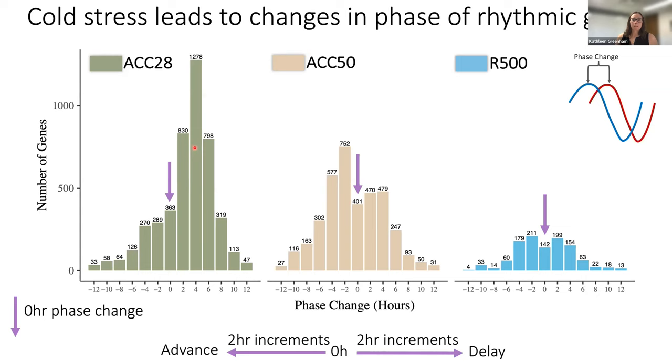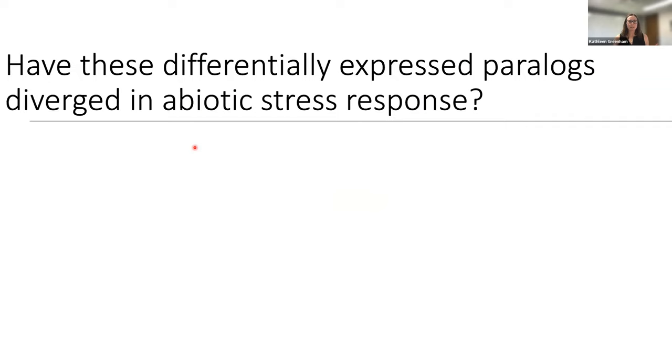But in the last few minutes, I want to get back to the question about those paralogs. So remember, in the circadian data set, we saw about 40% of the genes in multi-copy had divergent expression. And so we want to know if they're also diverging in responsiveness to cold stress.